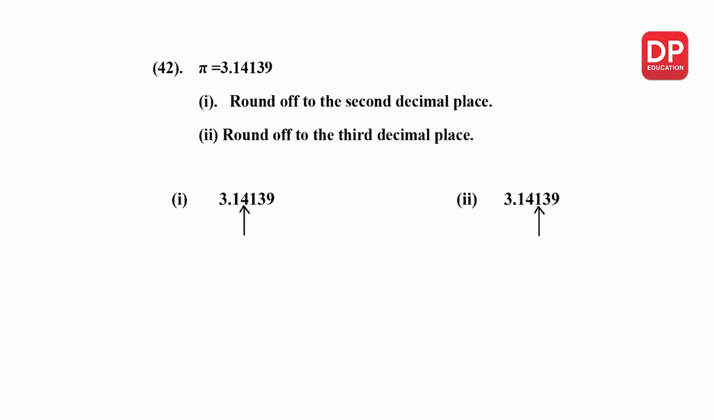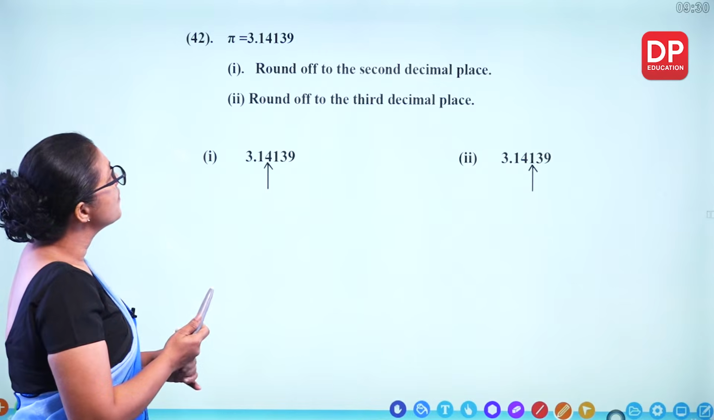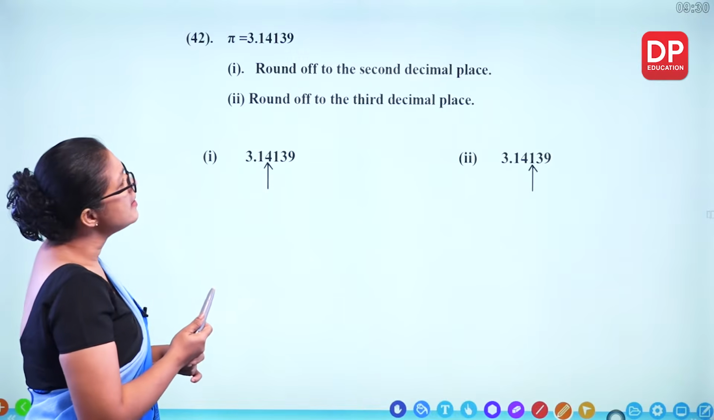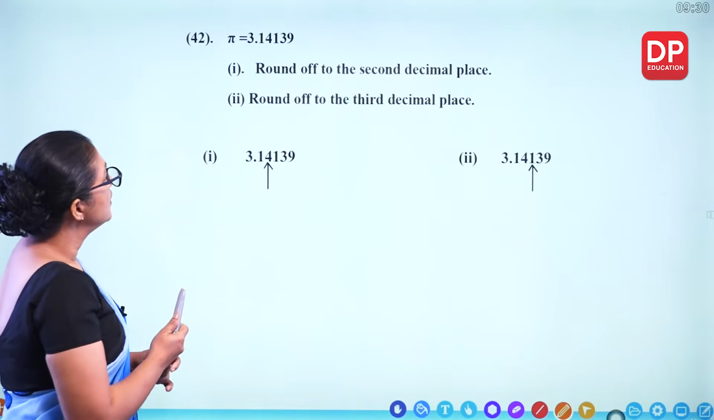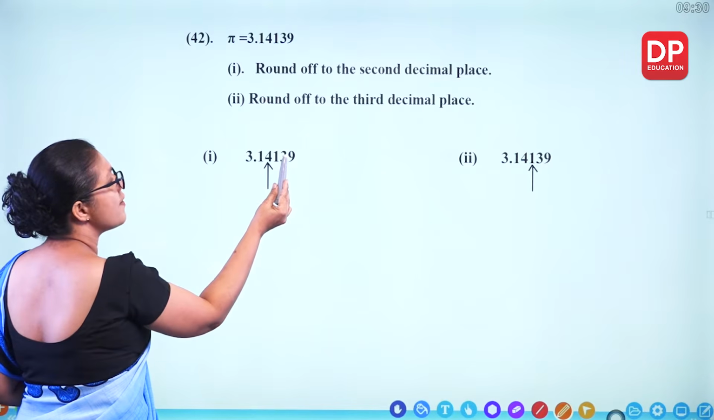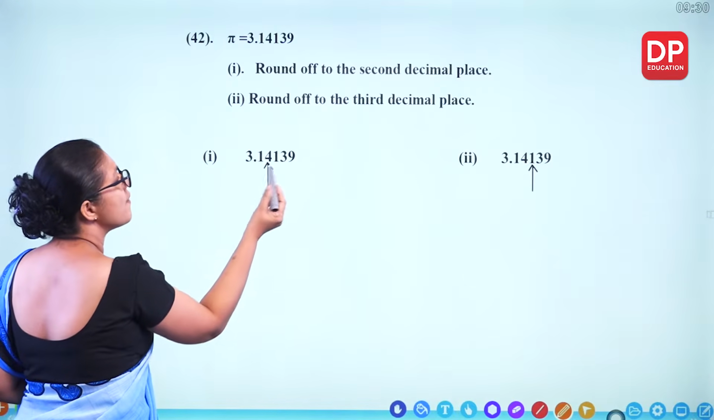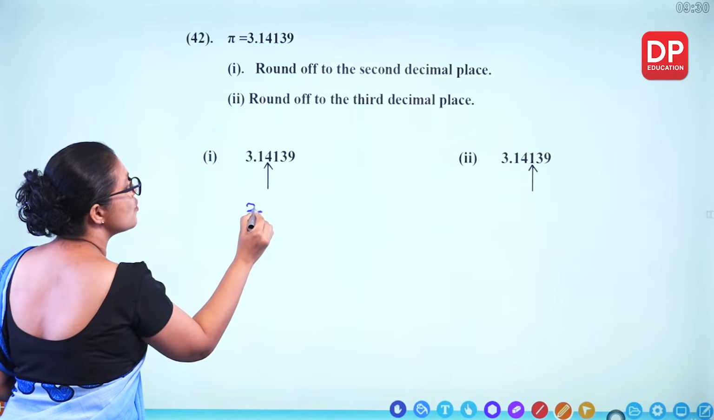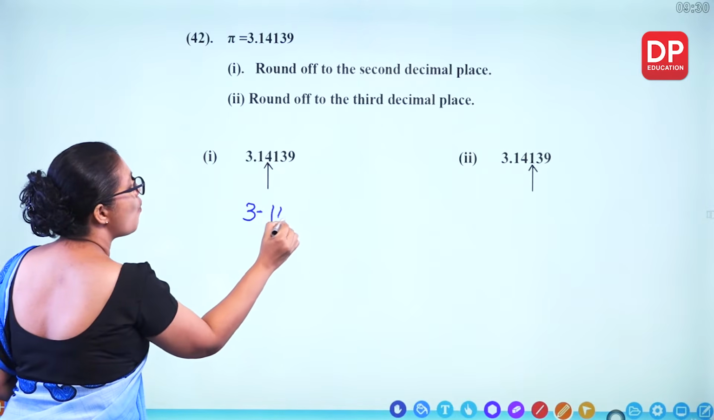Now take the pi value. Pi is 3.14139. Round off to the second decimal place. So second decimal place is here. What is the next digit to the right? 1, less than 5. So we don't add it. So you can write 3.14.